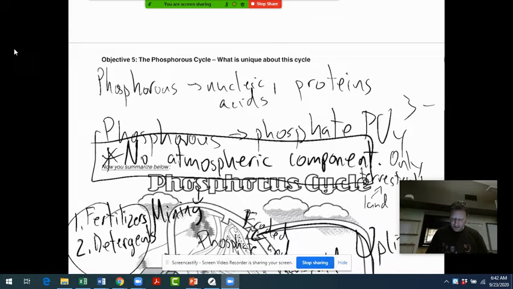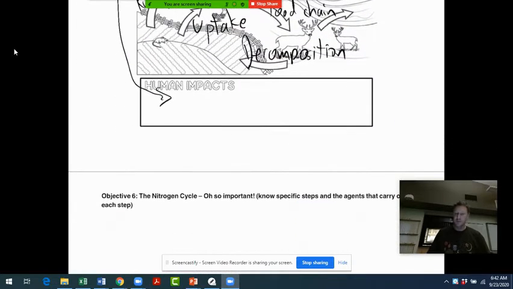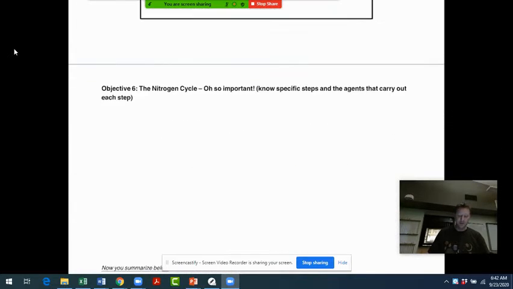I should say terrestrial and marine/aquatic components. Marine usually refers to salt bodies of water. Terrestrial refers to land. Aquatic generally refers to freshwater, but it can also refer to marine as well. There's some overlap in terms of those terms.